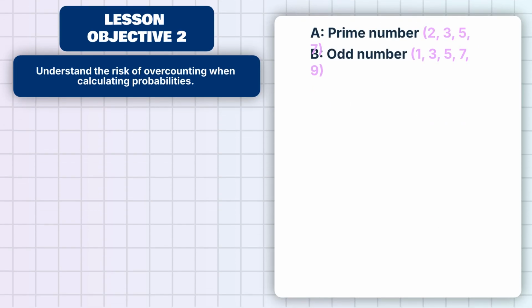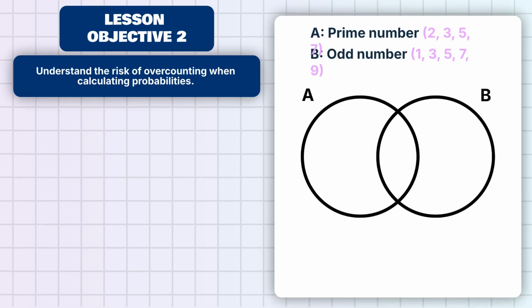We can also understand this by looking at a Venn diagram. After drawing the two overlapping circles A and B, we can fill it in with the numbers 1 to 10. Notice that the numbers which are both prime and odd are in the intersection of the two circles. Also notice that the numbers which are neither prime nor odd are outside of the circles.